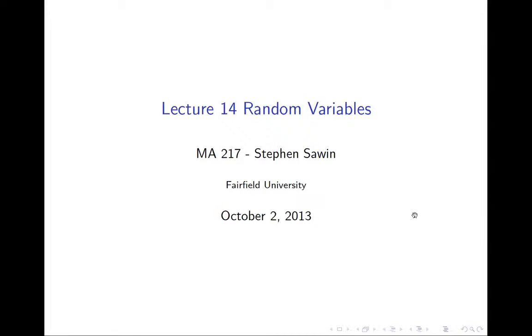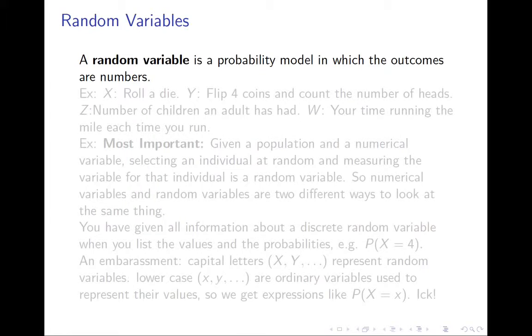Recall in lecture 13, we talked about probability models, where a probability model was a procedure that you could repeat as often as you liked, where the outcome was uncertain. A random variable is just an example of a probability model in which those uncertain outcomes are numbers.